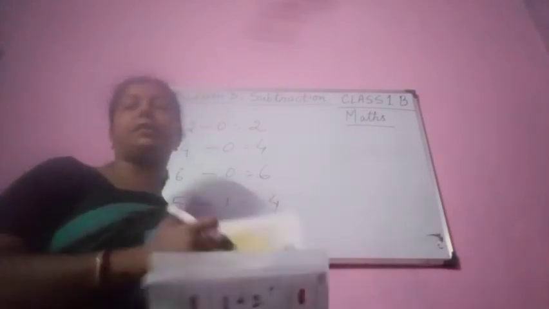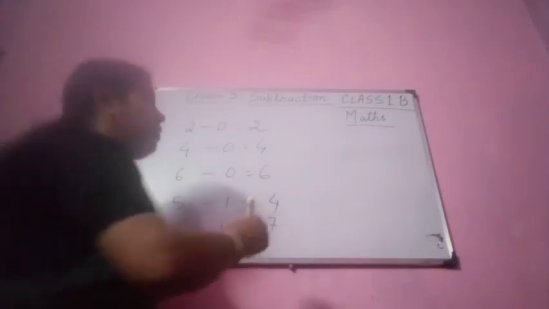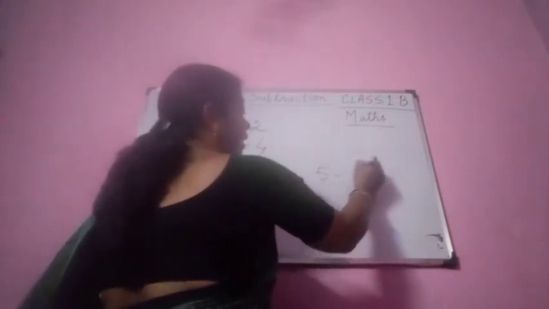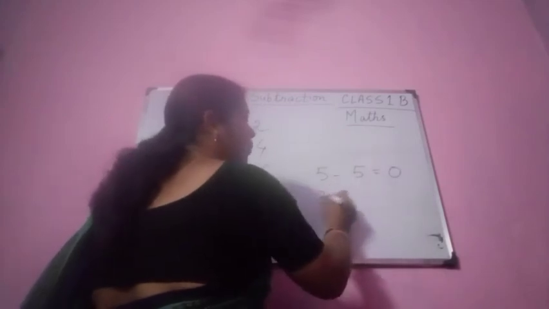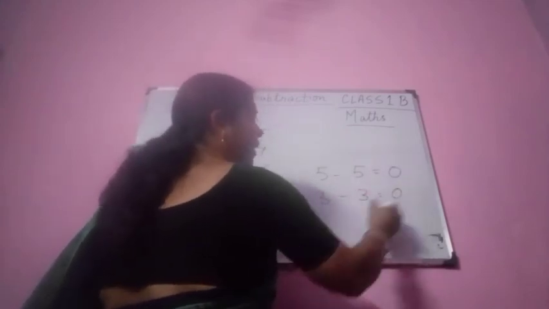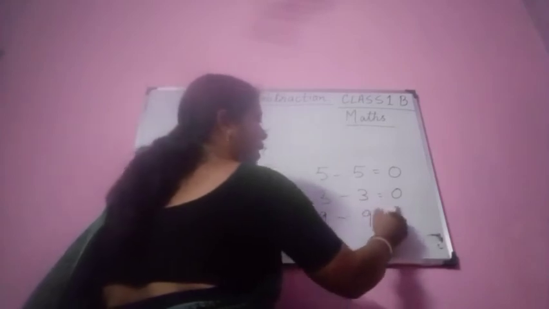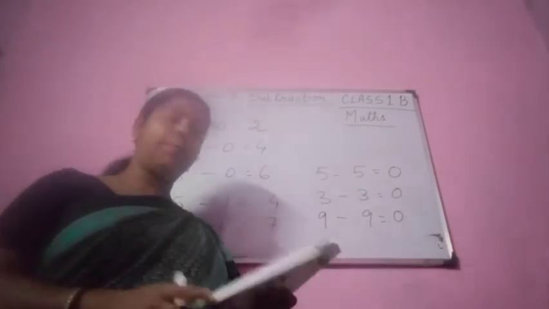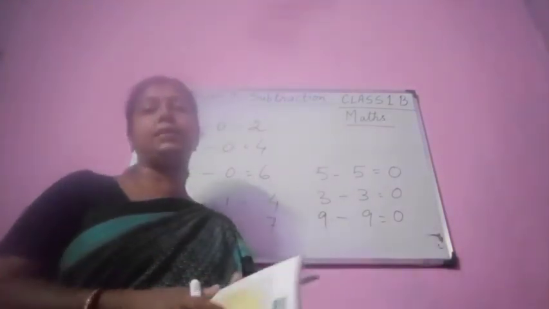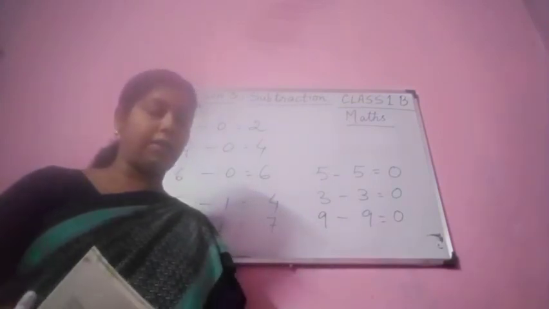Subtracting 0 from a number, subtracting 1 from a number, subtracting a number from itself. Okay, now you see here, subtracting a number from itself. If I say you 5 minus 5, if I subtract 5 from 5, what will be the answer? 0. If I subtract 3 from 3, what will be the answer? 0. If I subtract 9 from 9, what will be the answer? 0 will be the answer. So you see here, if we subtract a number from itself, we get 0. The answer will be 0.